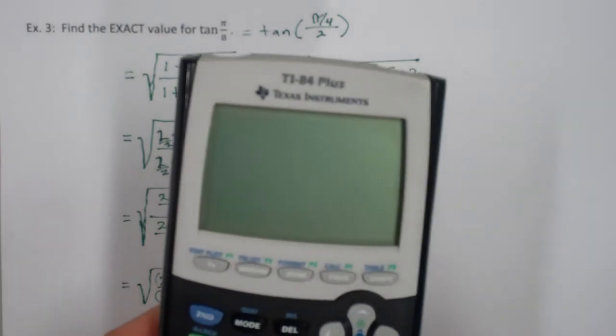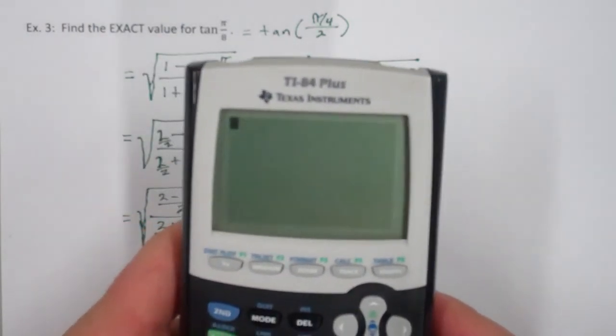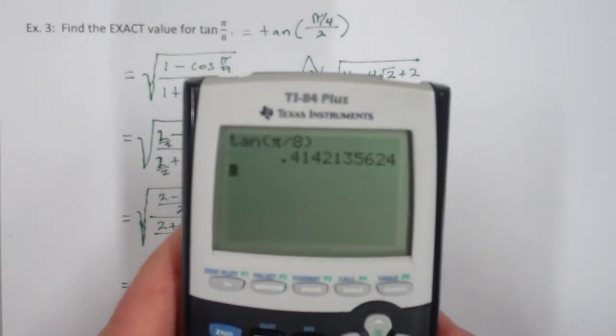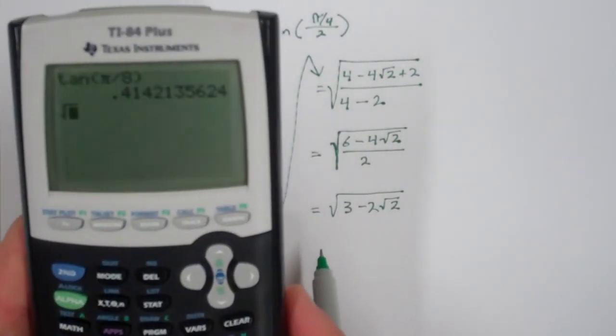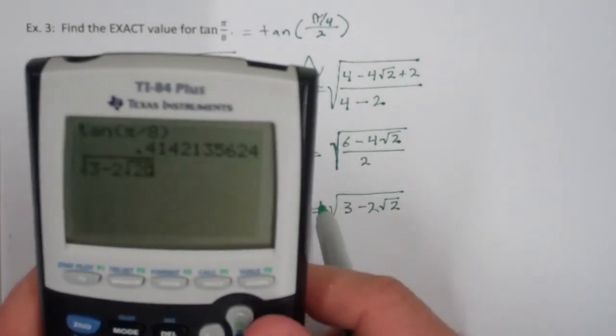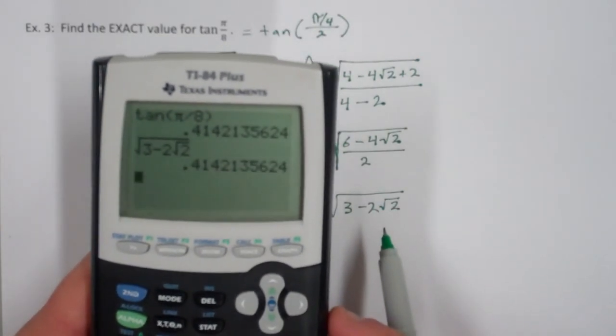Let's utilize our calculator here and make sure you're in the correct mode. So I'm going to go to radian mode. I'm just going to do the tangent of pi divided by 8. Hit enter, and then I'm going to type this whole thing in right here. So we're going to do the square root of 3 minus 2, the square root of 2, and then get out of each one of those. And we do have the same thing.